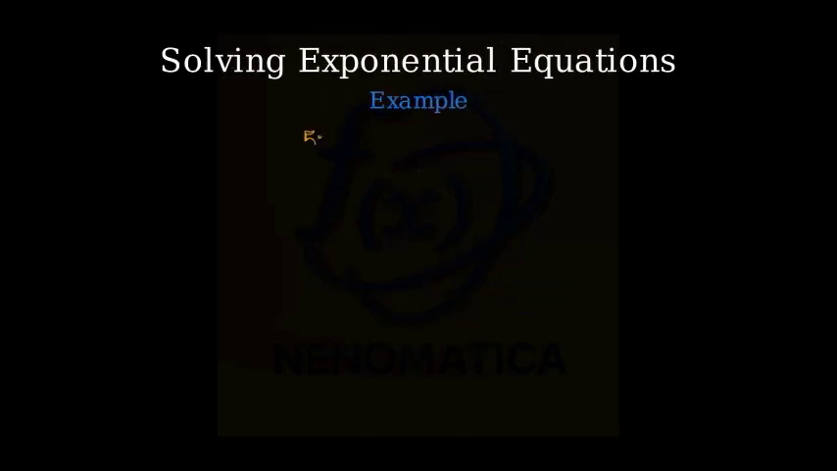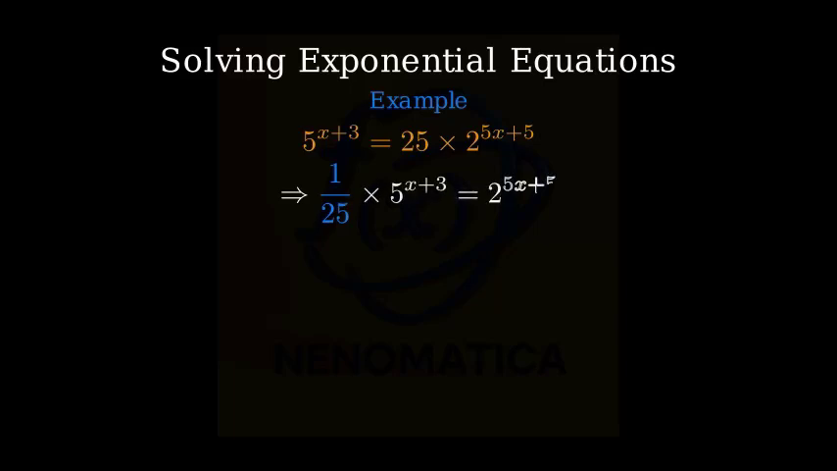We need to solve the equation 5 raised to the power of x plus 3 equals 25 times 2 raised to the power of 5x plus 5. To solve this equation, we'll work on getting similar bases on both sides. First, let's move the 25 to the left side by dividing both sides of the equation by 25. Now, we can rewrite 1 over 25 as 5 raised to the power of negative 2, since 25 is equal to 5 squared, and dividing by 25 is the same as multiplying by 5 to the negative 2.